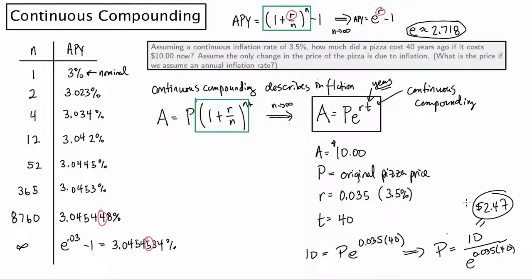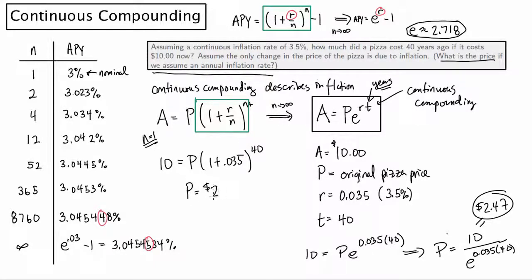So I also asked the question, what is the price if we assume an annual inflation rate? Well, if I'm assuming annual, then annual wouldn't be n equal to infinity, it would be n equal to 1. And so if I assumed an annual inflation rate, then I would have 10 equals P times 1 plus 0.035, n is 1, to the 1 times 40. This would be the formula that I would be working with. And we could easily solve for the value P here, and if we do, we'll get $2.53. So this just goes to show you it doesn't make a huge difference to calculate things continuously versus, in this case, annually, but there is a difference.